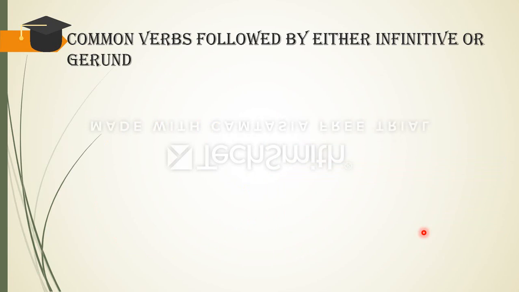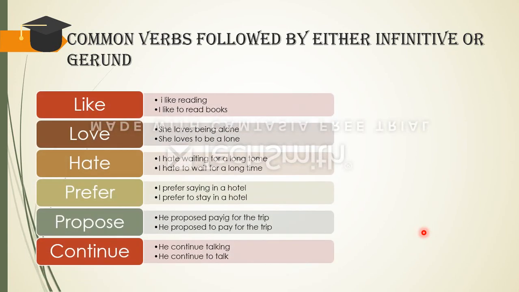Now let's speak about common verbs followed by either the infinitive or the gerund, okay, infinitive with to or gerund. So here we have a list of some verbs that give you the choice. You can use the gerund, or you can use the infinitive with to. For example, I can say like, love, hate, prefer, propose, continue, okay.